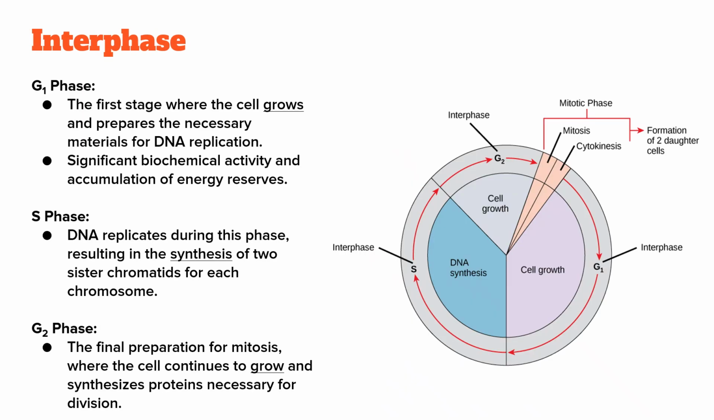Interphase has three stages: G1, S, and G2. In G1, the cell grows, performs normal metabolism, and builds up energy and molecular resources for DNA replication. During S phase, the cell synthesizes a complete copy of its DNA. Each chromosome is replicated to form two sister chromatids. In G2, the cell continues to grow and synthesizes proteins needed for mitosis, double-checking that DNA replication is complete and ready for accurate chromosome segregation.